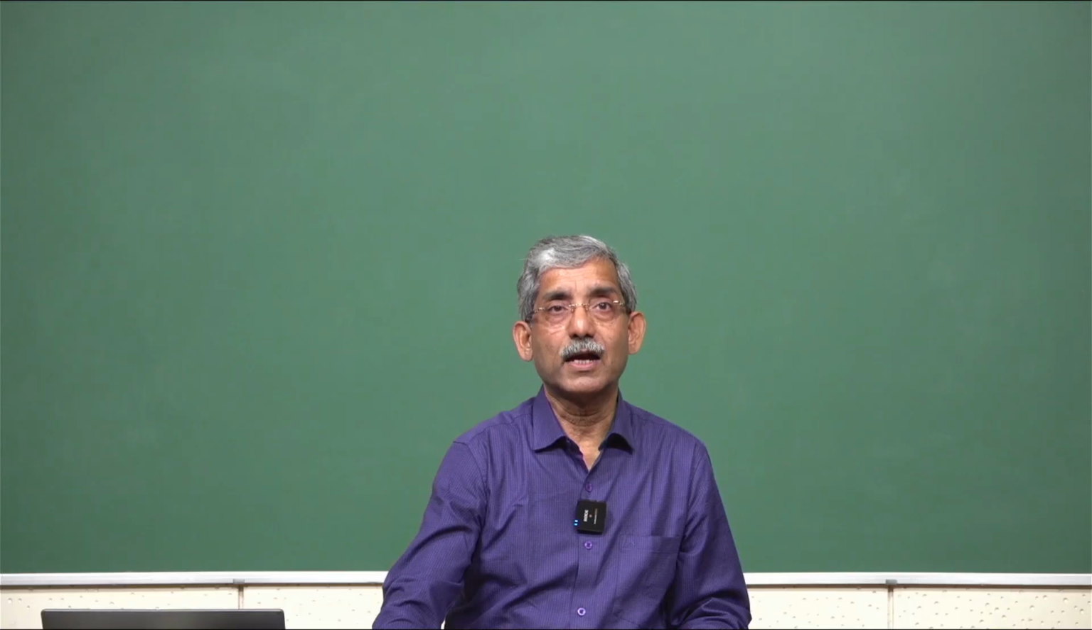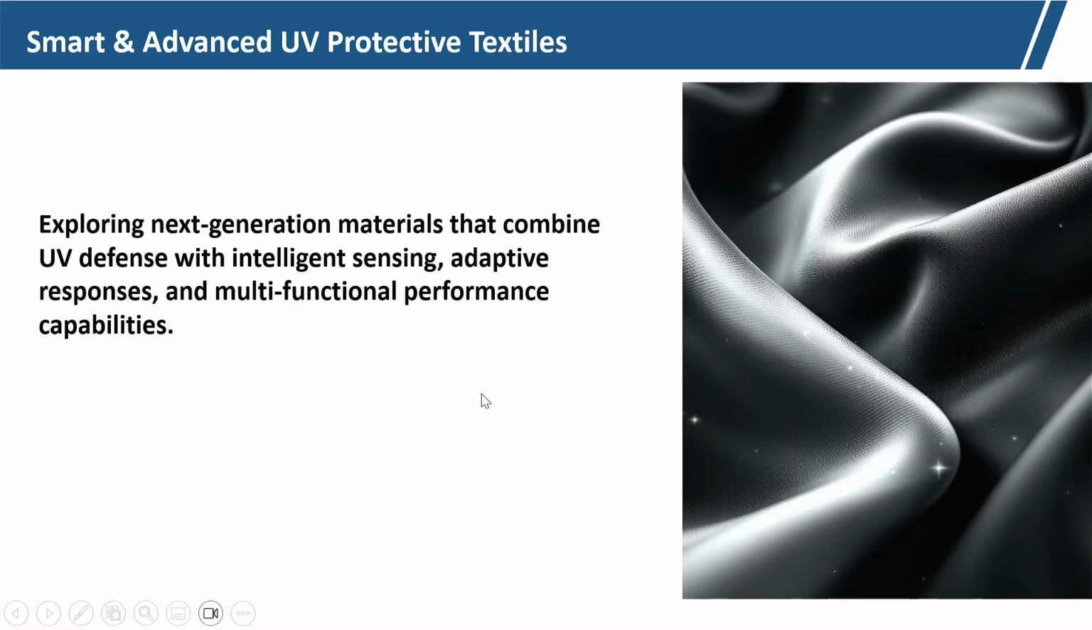So, smart and advanced UV protective textiles are new generation UV protection materials that combine UV defense with intelligent sensing. So, this will sense the UV effect, and an adaptive response should be there, and also multifunctional performance capability. These are the different approaches for advanced UV protection.